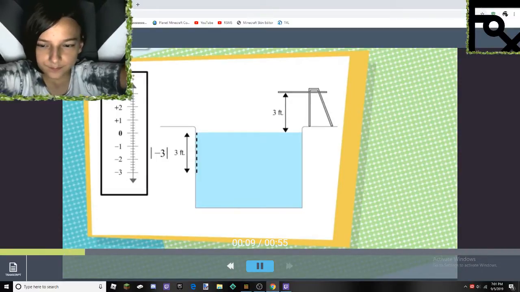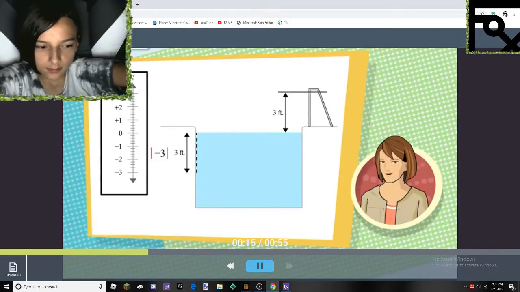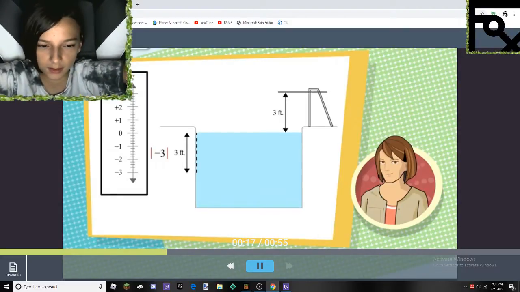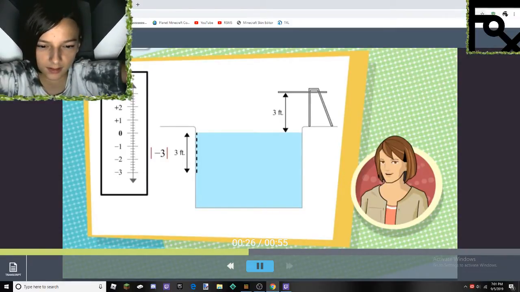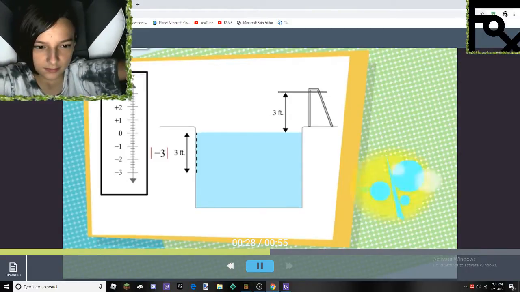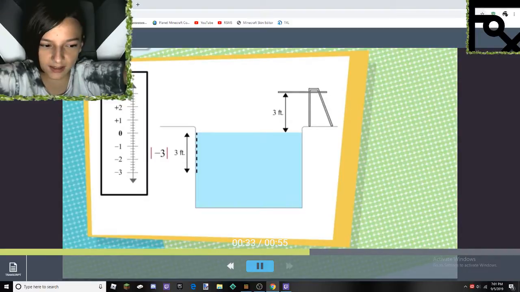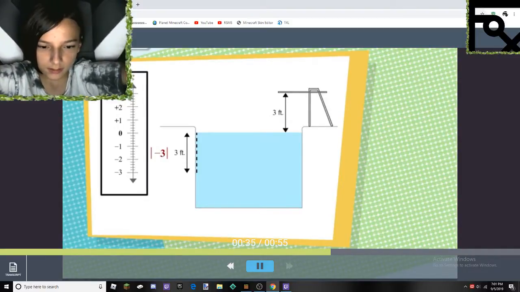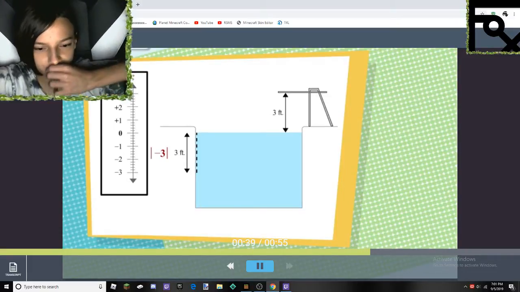The absolute value of negative 3 can be written like this. The two vertical bars around the number indicate that we want the absolute value of the number between them. Remember, the absolute value of a number is its distance from 0 on a number line. So its value is never negative. We can also show the distance from the water surface to the bottom of the ladder like this. And write the distance from the water surface to the diving board like this.